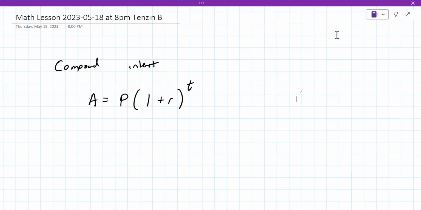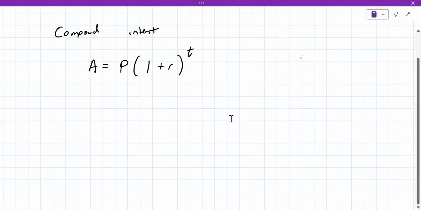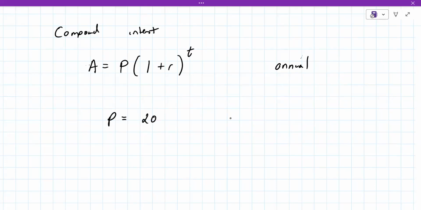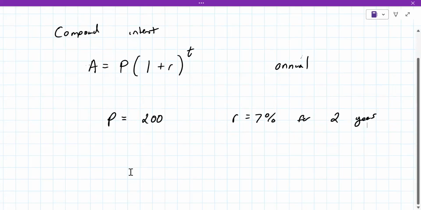Okay, yeah, and so this formula I've written down here is applicable to annual compounding, and then there's a more specific one for any other interval. So let's do that. Let's say you start with $200, and you're going to get, like you just said, 7%, and we'll just do it for 2 years. Okay, for 2 years. So we can do this a couple of ways.